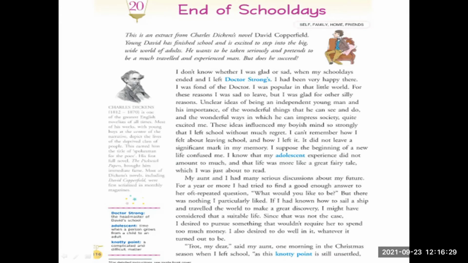He could become a person to sail a ship, but then he did not know how to sail a ship. He would travel the world to make a great discovery, but it might not be a suitable life for him. One thing he was sure of was that he wanted to do something that wouldn't require his aunt to spend too much money on him.